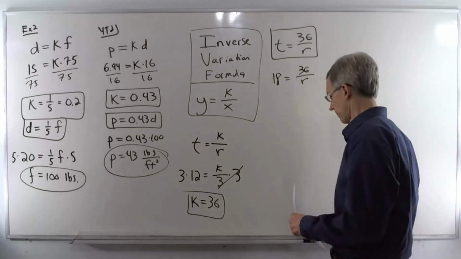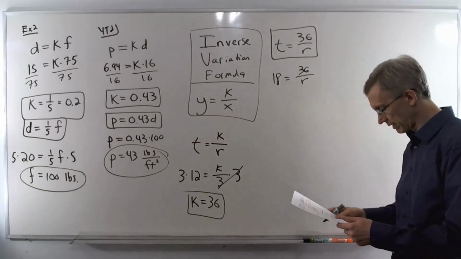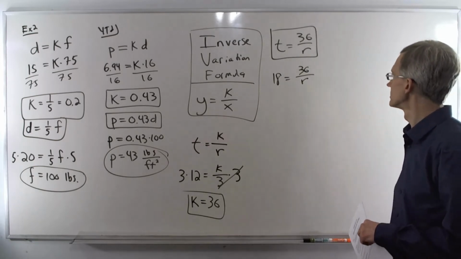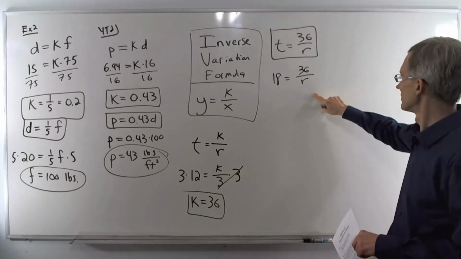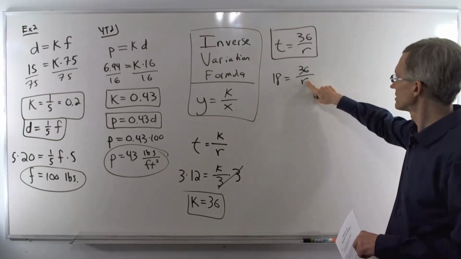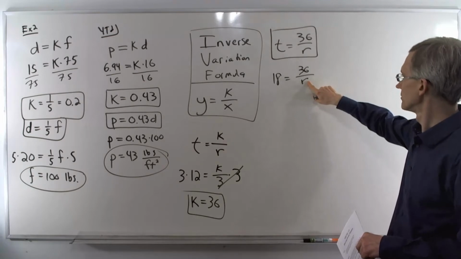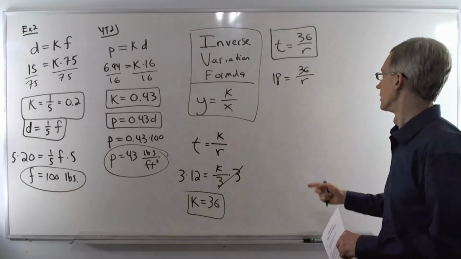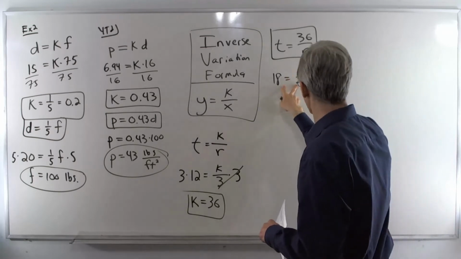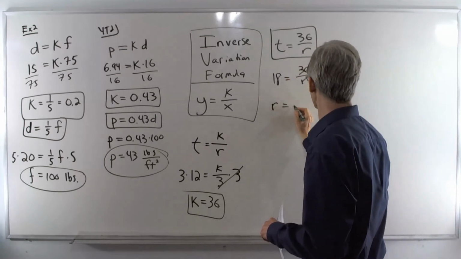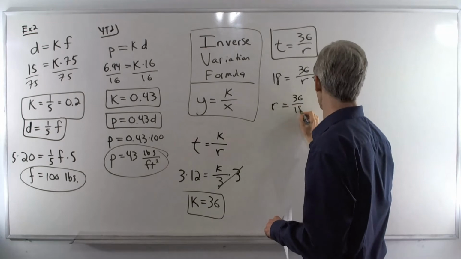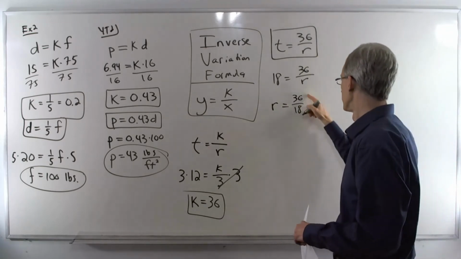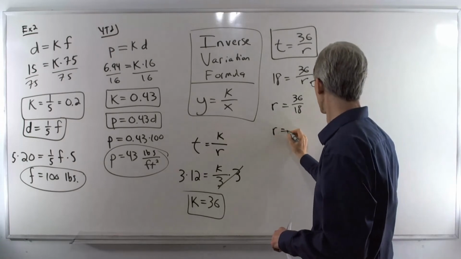So now we need to solve for r. And this is one of those situations where algebraically we only need 2 steps to get r by itself, and they're a little tricky, so we're going to use that swap trick. Right? Swap the 18 and the r. That's all we have to do. So r equals 36 divided by 18. So make sure you remember that trick. It's a very useful one. Divide that out, and we get r equals 2.